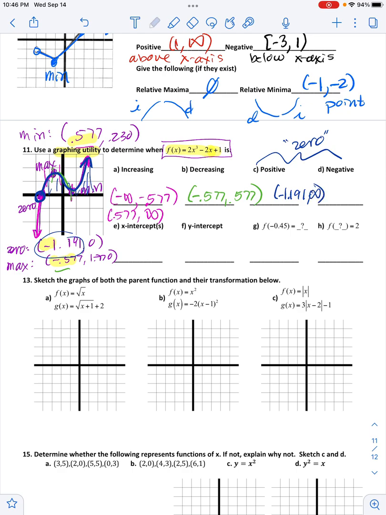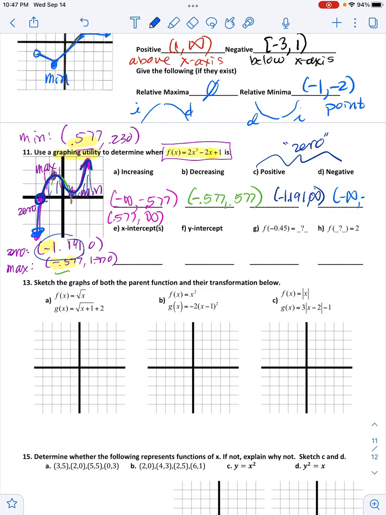Where is it negative? Well, it's negative down here. It's below the x-axis here, which is from negative infinity, because that's forever on the left end, until it hits this 0 or x-intercept, which is again at the negative 1.191. Always parentheses on that because this particular spot right here is a 0, and 0 is neither negative nor positive, so I can't include that.